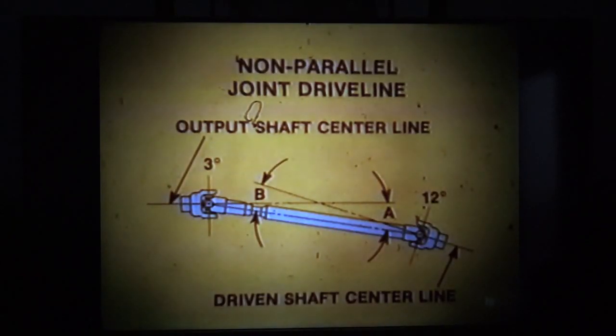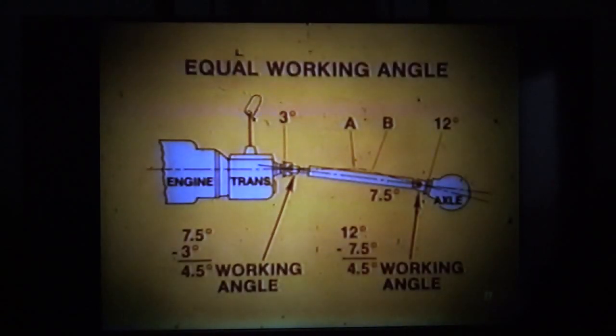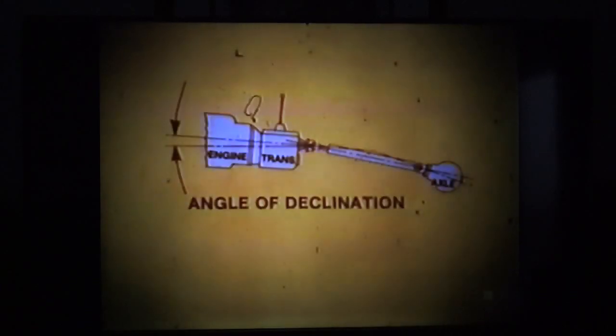With the non-parallel joint or broken back type of driveline, used only on some tandem axles, the U-joint working angles, shown as angles A and B, are equal, but the output shaft centerline and driven shaft centerline are not parallel. The working angles of both joints on a given shaft must operate at the same angle, with not more than 1/2 degree variation. If the U-joint working angles are not equal, a vibration will often result, and the life of the U-joint will be extremely short.